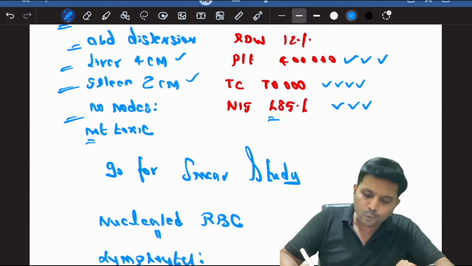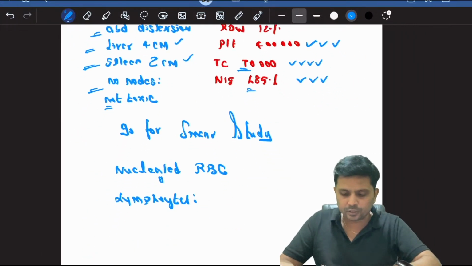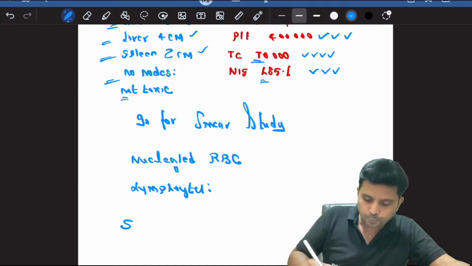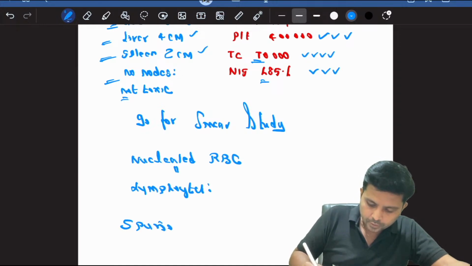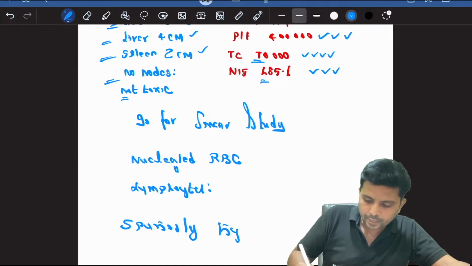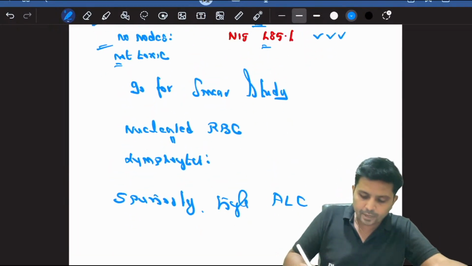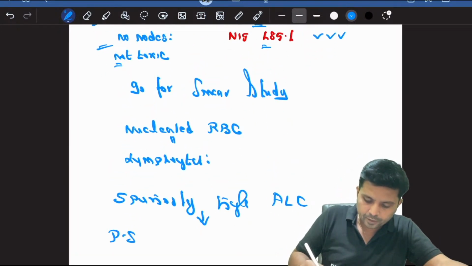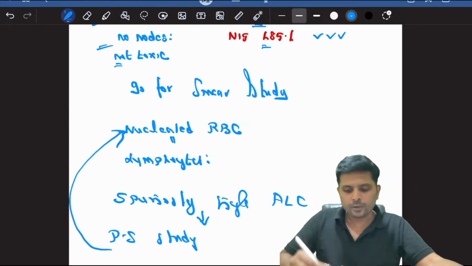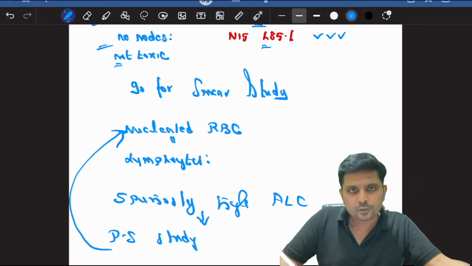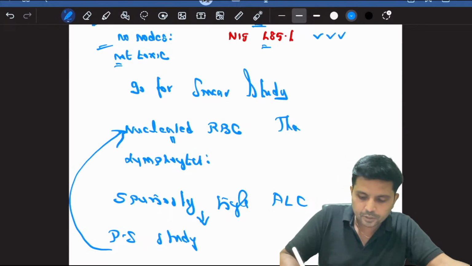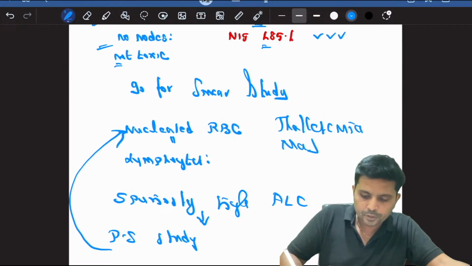That's why spuriously high value. So this case has a spuriously high absolute lymphocyte count, and this can be clarified by doing a peripheral smear study, which showed nucleated RBCs. Nucleated RBCs with hepatosplenomegaly is nothing but thalassemia major. So this is a case of thalassemia major.